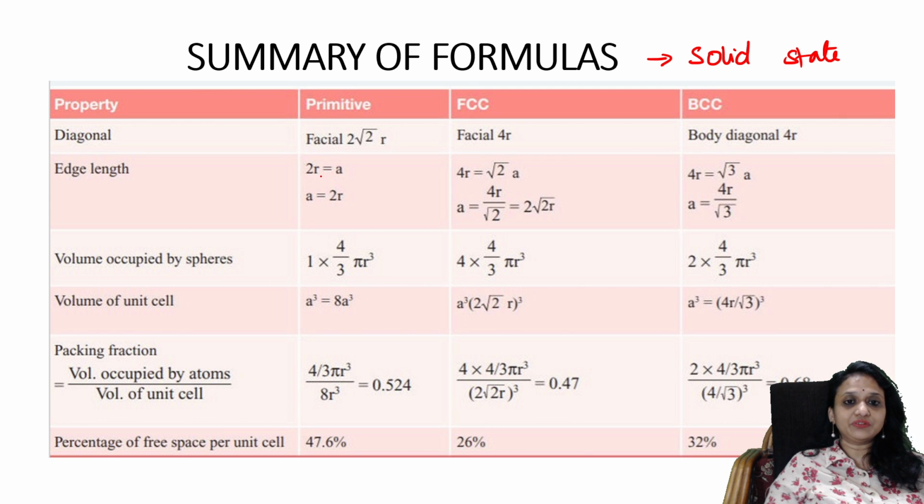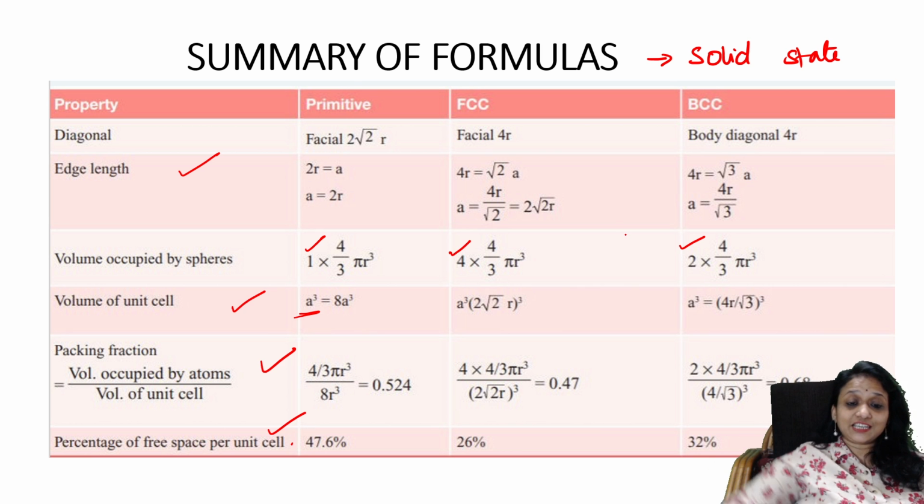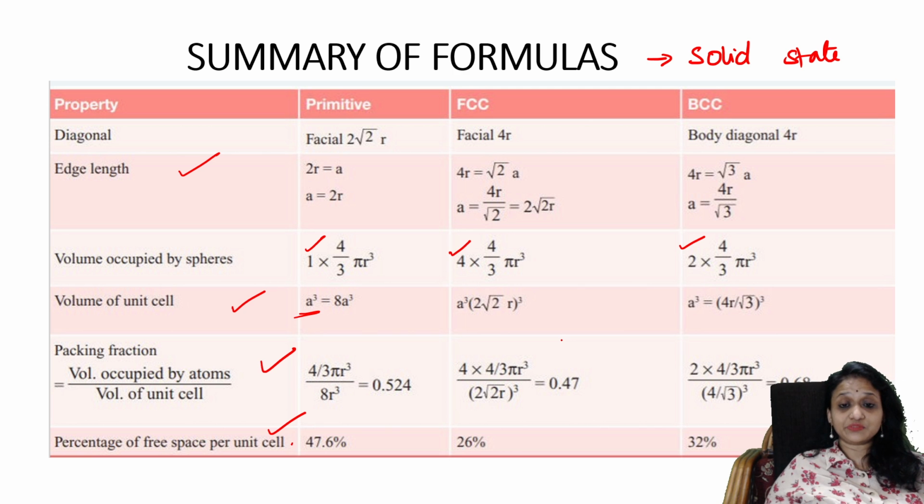Here I have given you the type and edge length, the formula for radius and edge length, and the number of atoms for primitive, for FCC, and for BCC. Then I've given you the formula for calculating edge length, the volume of the cube, taking the edge length and cubing it. Then the packing fraction and the empty space. So all the formulas are in this, so utilize this table. Right, let us start off with the MCQs, students.